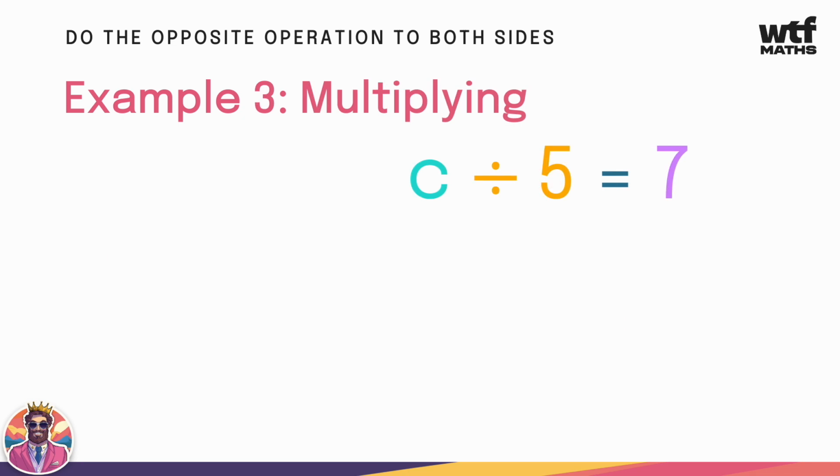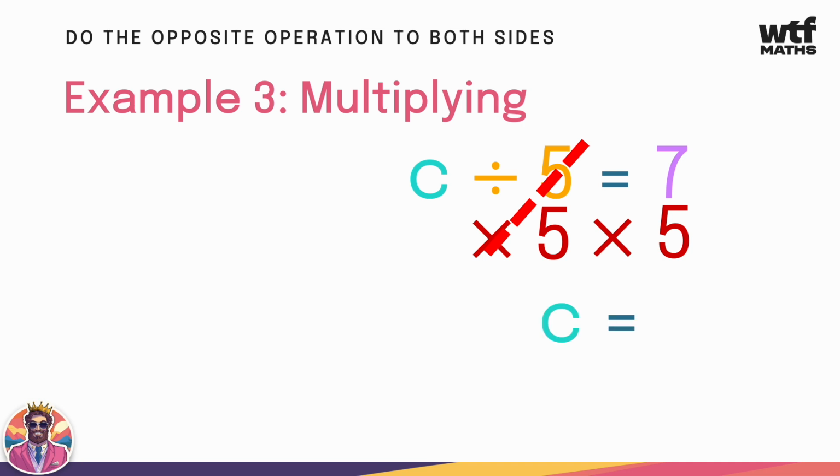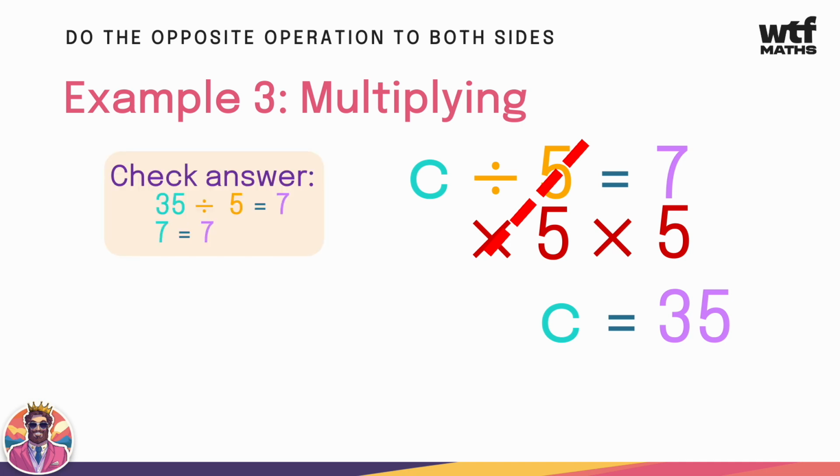Okay, next question, multiplying. So we've got c divided by 5. So the opposite of dividing by 5 is to times by 5. So what we do to one side, we do to the other. Dividing something by 5 and then timesing it by 5 is just like nothing happened at all. So they cancel out. So c is going to be equal to 35. Check your answer. 35 divided by 5 is 7. The left equals the right, so we must have the right answer there.